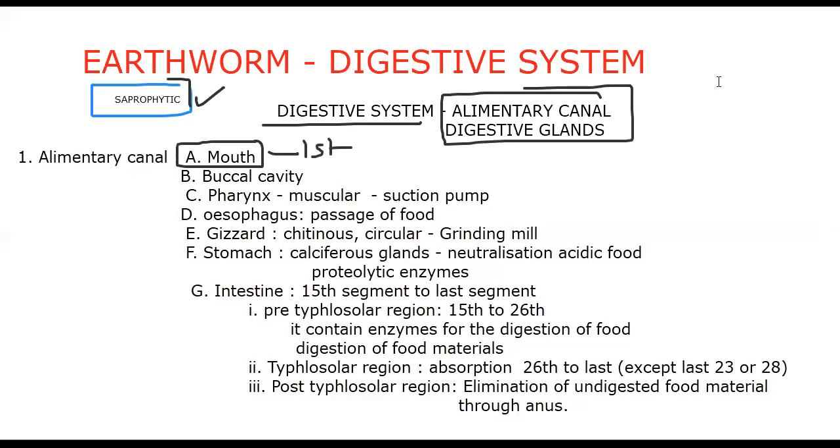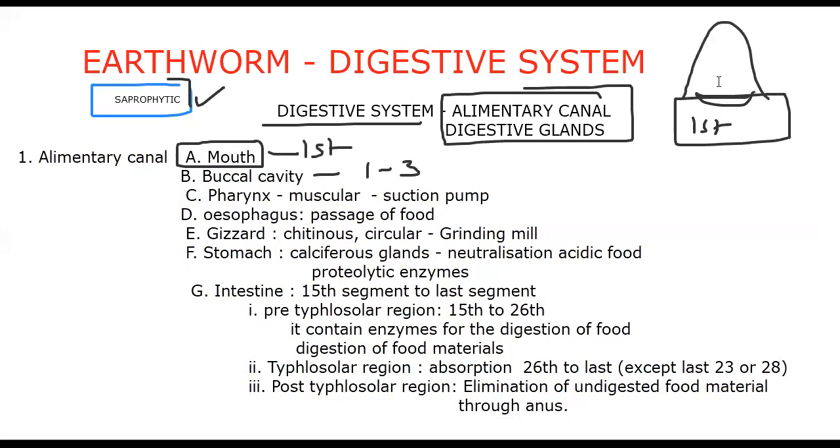Buccal cavity is there from the first segment to the third segment. The mouth-containing segment is called the peristomium, or first segment. In front of the mouth, there is a tongue-like projection, which is a false segment, said to be the prostomium. Stoma means mouth, so prostomium means present in front of the mouth. The mouth opens into the buccal cavity.